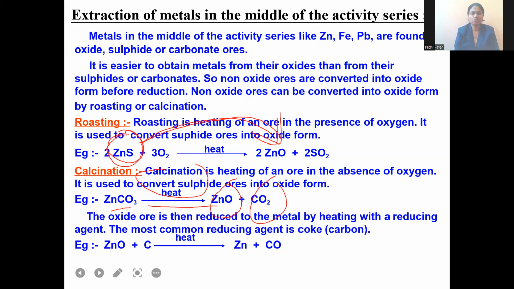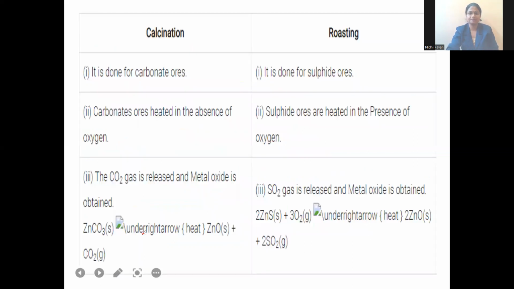Then the oxide ore is reduced to a metal by heating with a reducing agent. Again, we want the metal now, so it is reduced using a reducing agent like carbon. When metal oxides react with carbon, we will get the actual metal along with the liberation of carbon monoxide. So this is how extraction of metals takes place for those in the middle of the activity series.